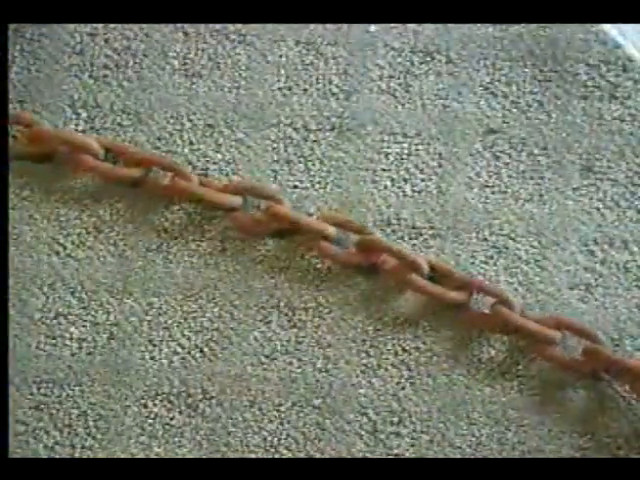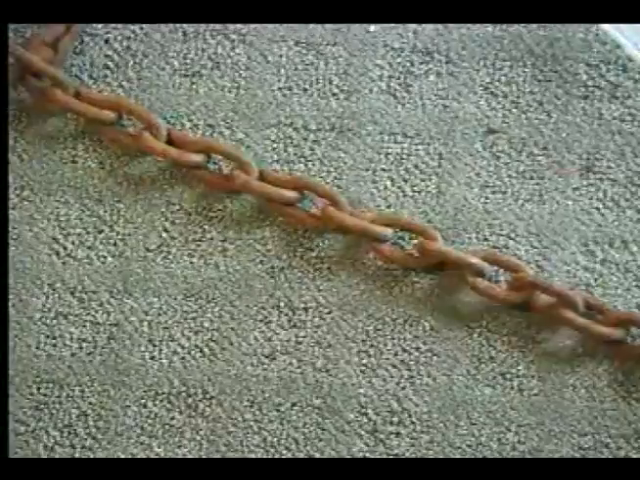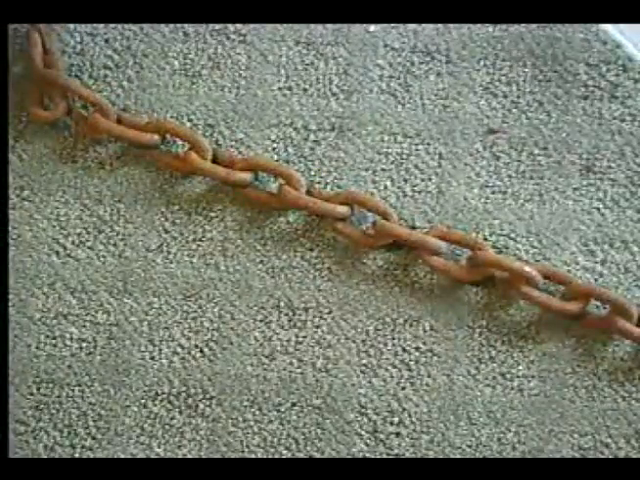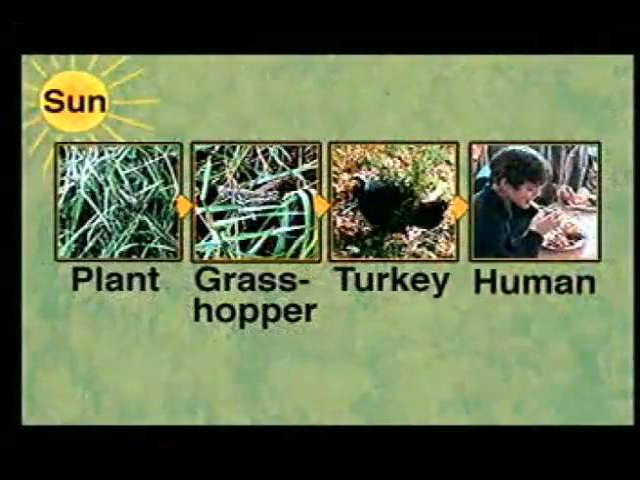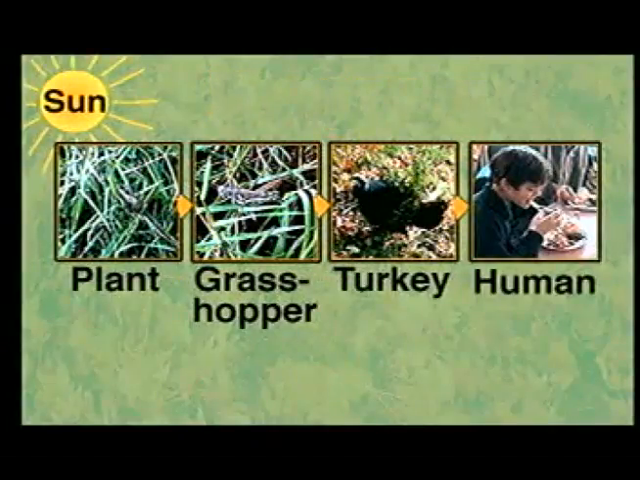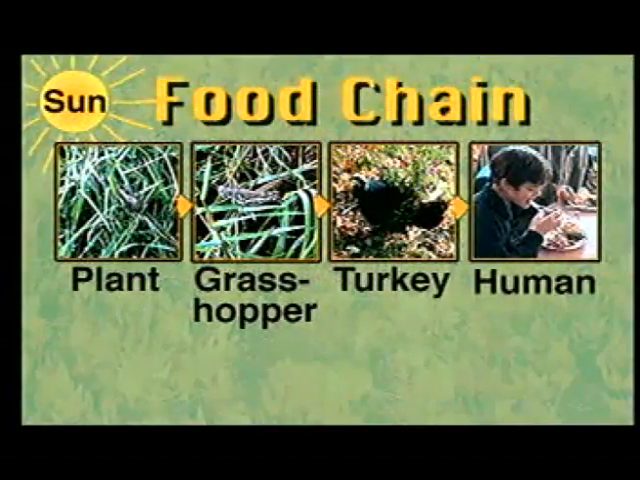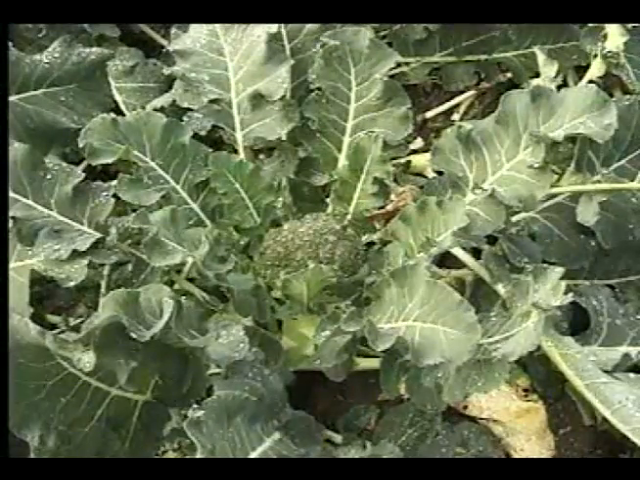Food chains show what living things eat. We call it a food chain because each living thing is linked to the other like links in a chain. We can make a picture or diagram that shows what different living things eat. We call this diagram a food chain. Let's start with a simple food chain.